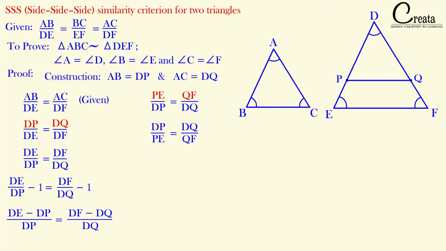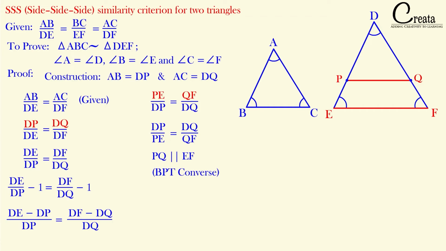So can we apply the BPT in this triangle? So we got PQ and EF, these two line segments will be parallel to each other. That is the converse of the BPT. If these ratios are equal, then these two line segments will be parallel to each other. Once we got the two line segments as parallel, we can apply the concept of the transversal. The same concept we have applied in the previous theorem.